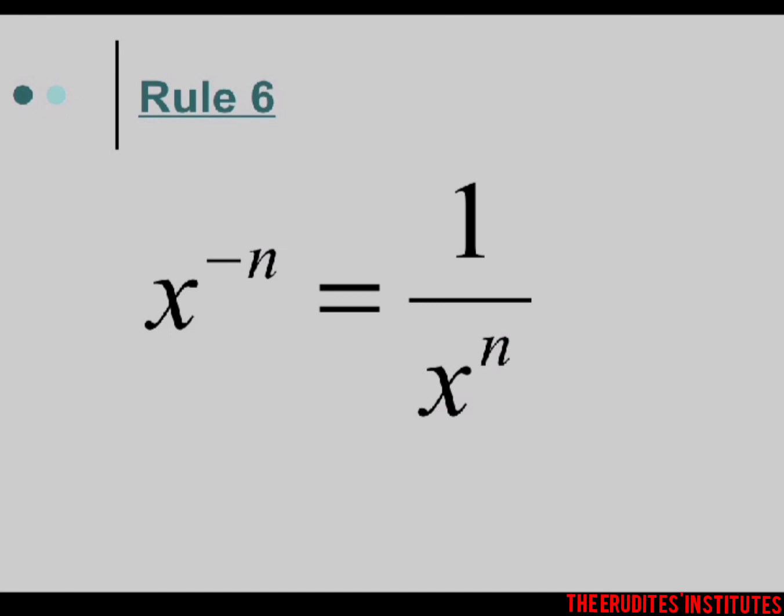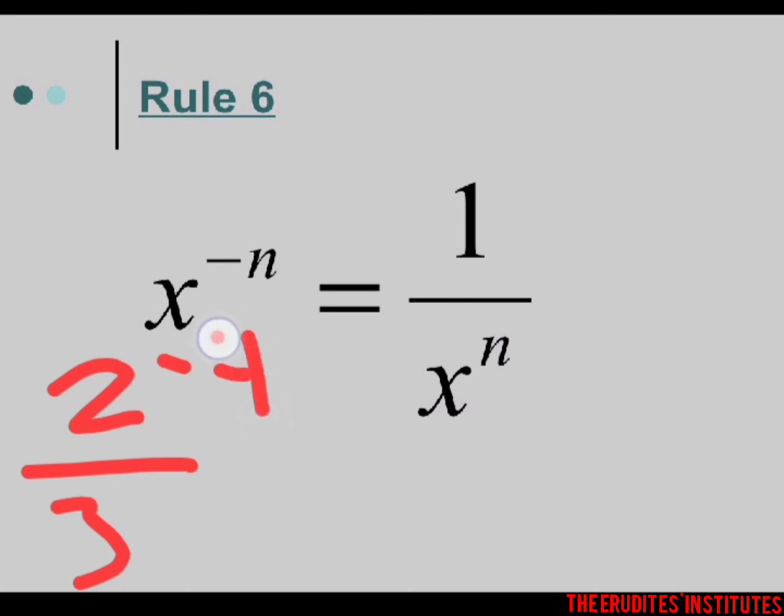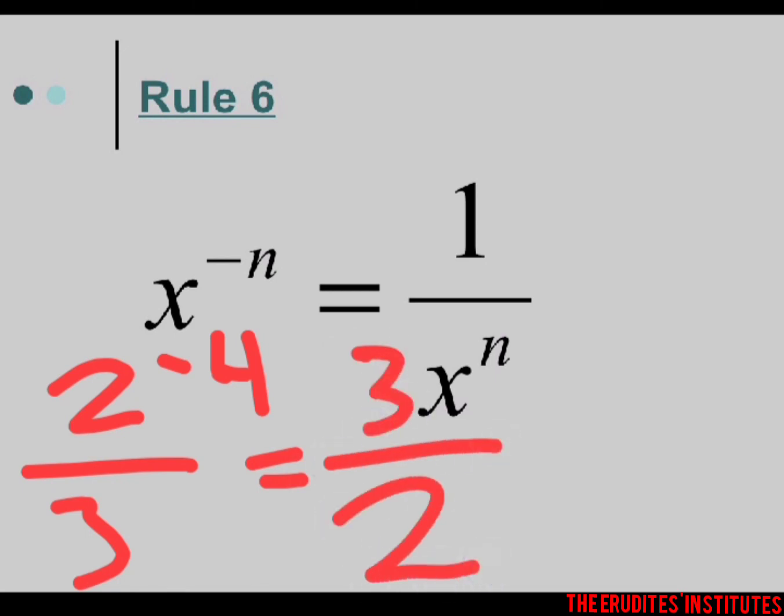Now let's try this. What about 2 over 3 with a negative index of 4? We still have to reciprocate. So we are going to have 3 over 2 index 4. The negative is cancelled.